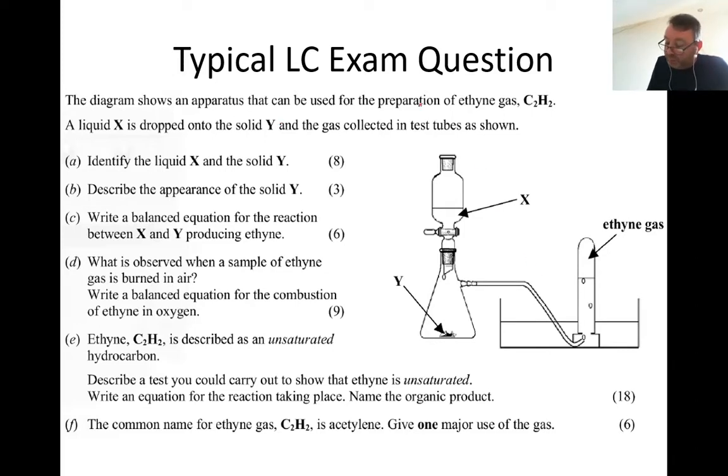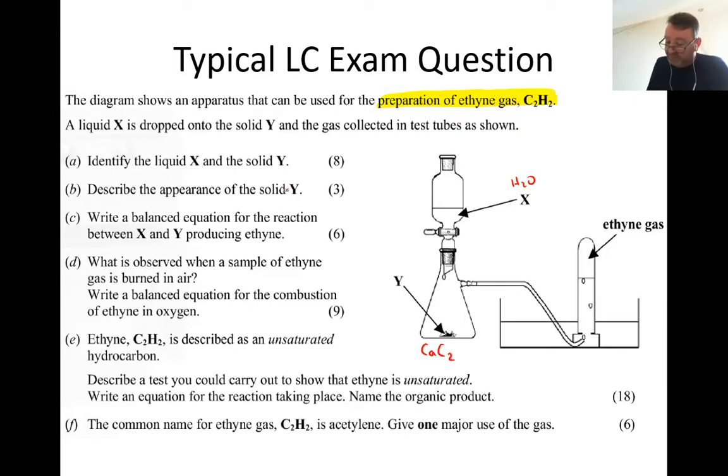Okay, so what are we doing? We're preparing ethyne gas. So let's just highlight a few things here. This is the preparation of ethyne. So let's keep that in mind. Okay, now what are we dropping onto what? We're dropping a liquid onto a solid. The liquid is obviously water, and the solid is your calcium carbide, CaC2.